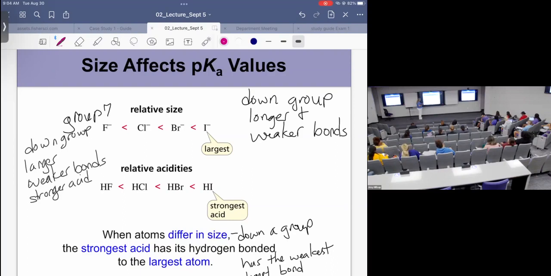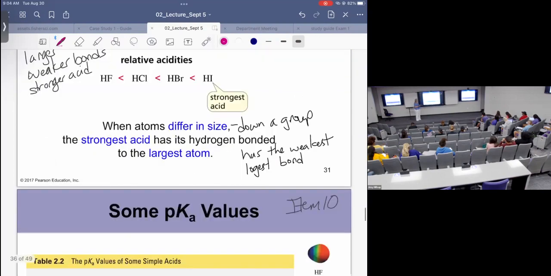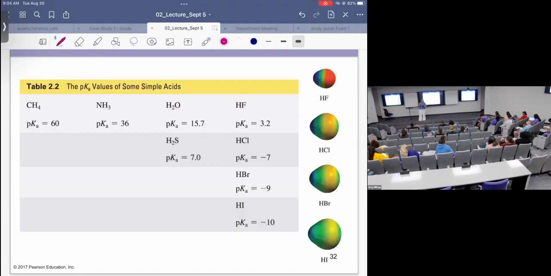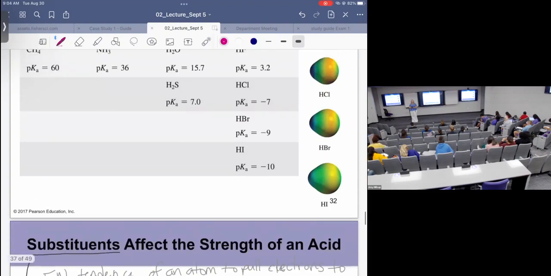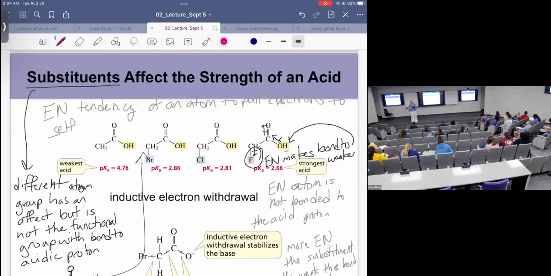Okay. Some more pKa values is our next topic. All right, we're going to get some pKa values, but they're already in my chart, so get that. Substituents affect the strength of an acid. So we're going to talk about molecules with identical functional groups for the acid proton, and how other atoms that are not part of that functional group can affect the acidity of that functional group proton.